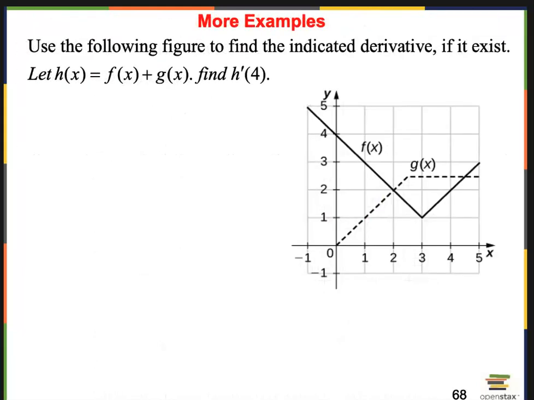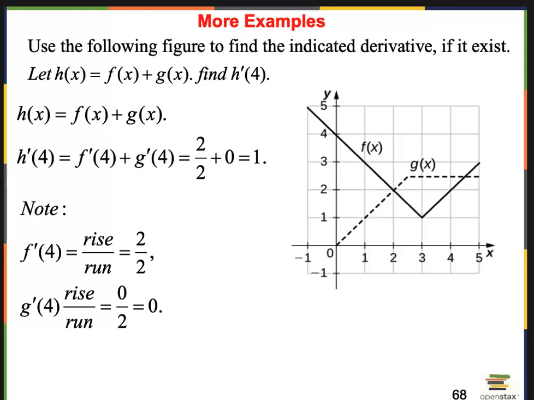And one more example. Use the following figure to find the indicated derivative if it exists. Find h prime of 4. So we have f of x plus g of x, so we find those derivatives. F prime of 4 plus g prime of 4 equals 2 over 2. And then you can look at what we're looking at here. Here's f of x and g of x function.